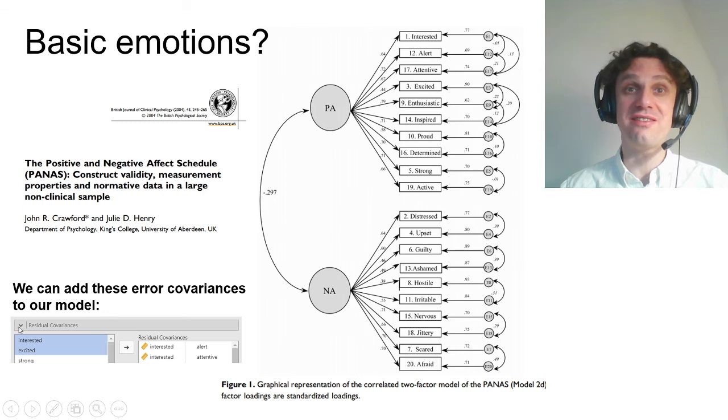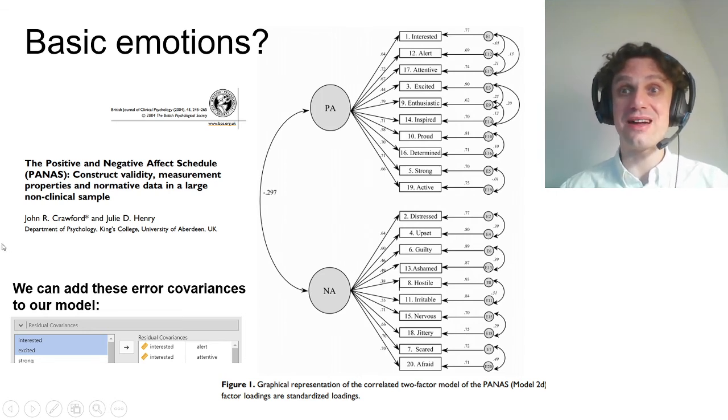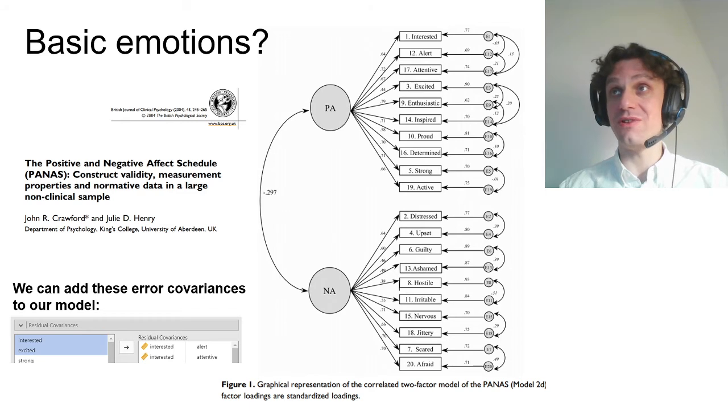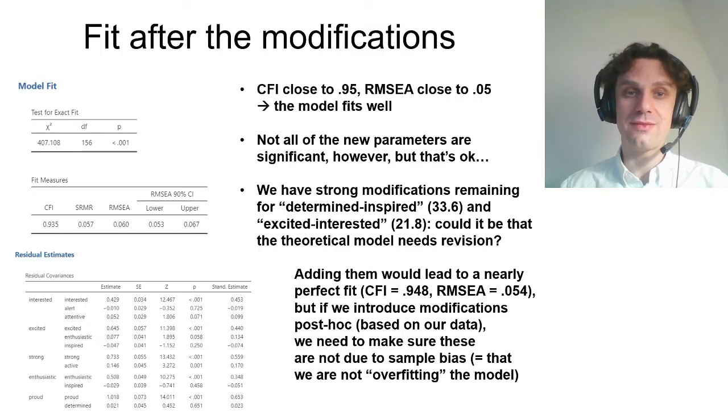In the dialog residual covariances, we choose two variables and we drag them to the right. As a result, this error covariance is added to our model. And what happens if we add all of them, all 13 of these covariances? Our fit becomes much better.